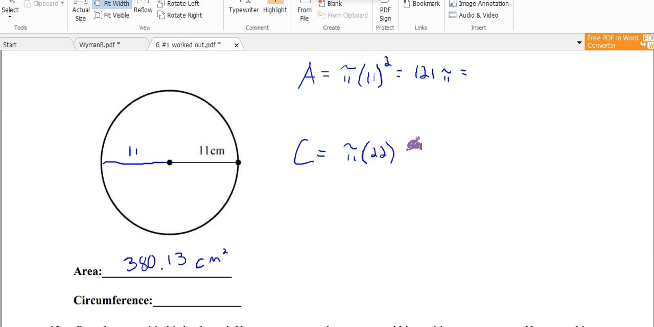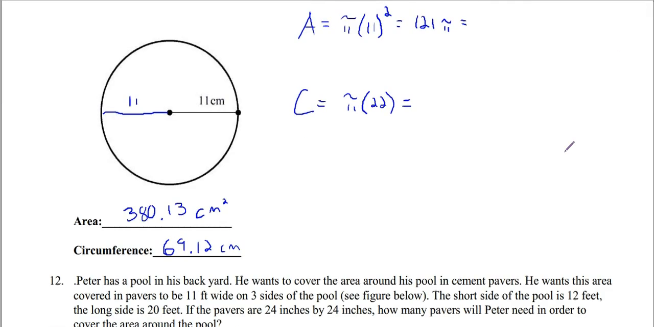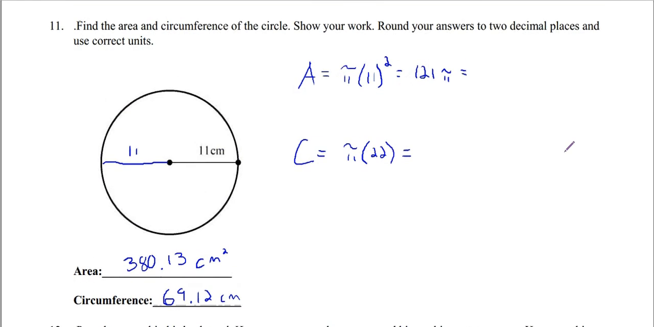It did have a little bit of a crash, but picking up where we left off, 22 times pi is going to be close to 69.12 centimeters. Okay, so just using those formulas, pi r squared and pi times the diameter, that is all there is to it. So now we can see a little more what's going on here.